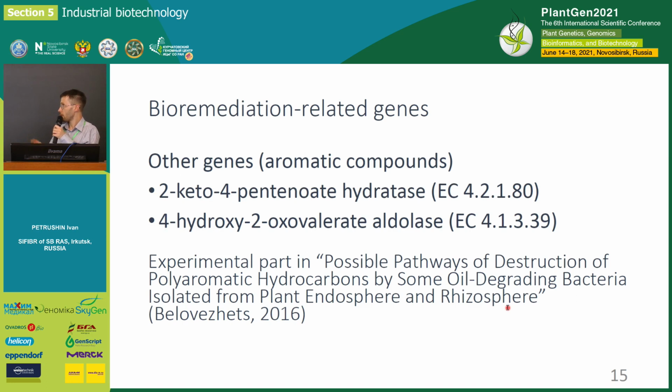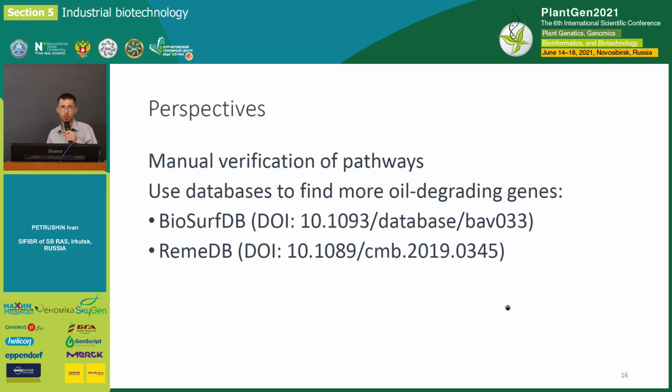Also, we found some genes related to degrading polycyclic aromatic compounds on this slide, and we are at the start of the genomic research of this strain. In perspective, we want to manually verify all the steps of known pathways described for Rhodococcus strains, because actinomycetes are well known for degrading aromatic compounds. And we found some promising databases, BioServe-DB and Remediation-DB, last year. They must help us to find the mechanisms of degradation that were already studied experimentally.